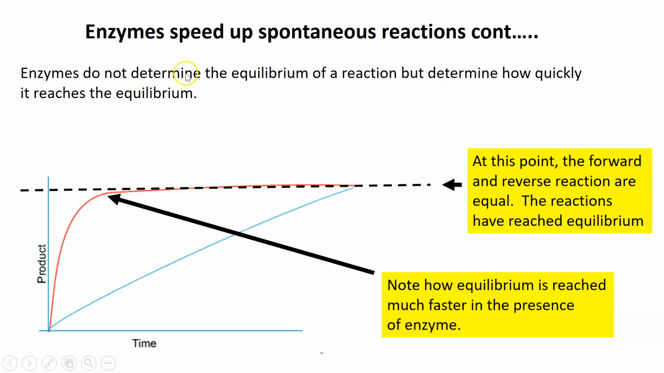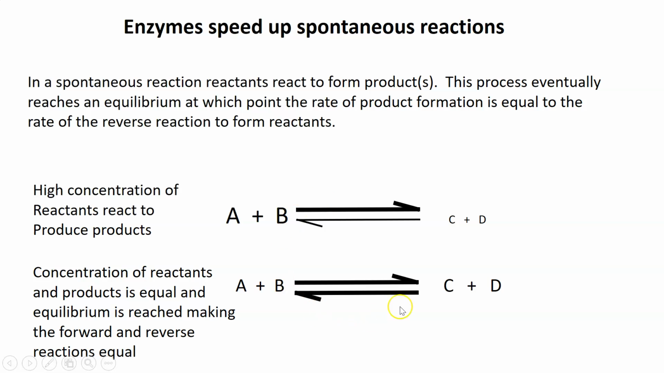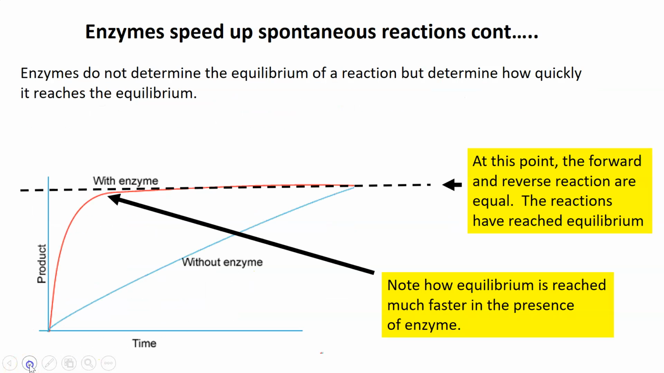Another feature about enzymes is that they speed up spontaneous reactions, but the enzymes do not determine the equilibrium. If I go back, there's an equilibrium here. This dotted line represents the equilibrium, where the forward and the reverse reactions are happening equally. So enzymes don't determine the equilibrium. That's a central feature about enzymes, so please do remember that.